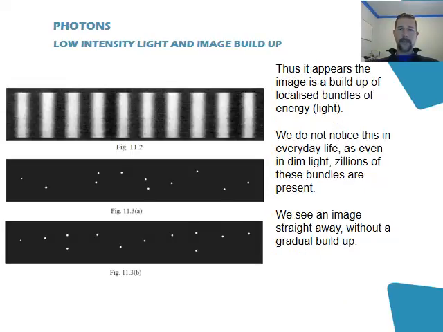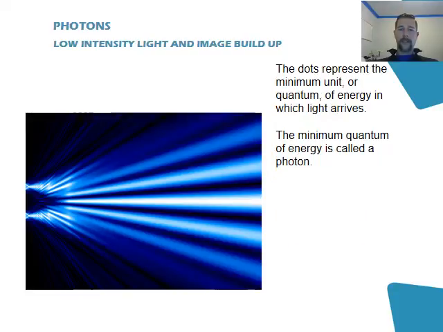So looking at this, we can say that these dots are localized bundles of energy, which is the light, and over a period of time, the bundles of energy build up and we end up getting the image in 11.2. The dots that we saw in the previous image are the minimum unit of energy that light arrives in. We can call this a quantum. So the minimum quantum of energy is actually called the photon.